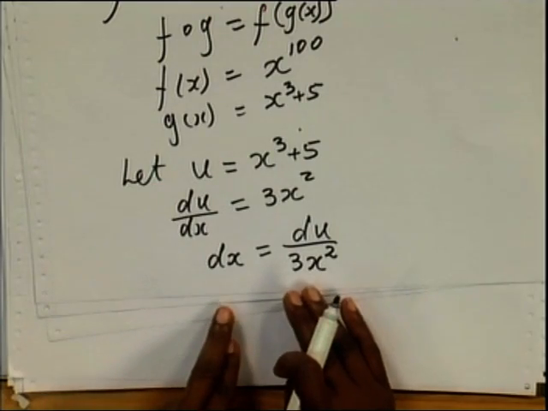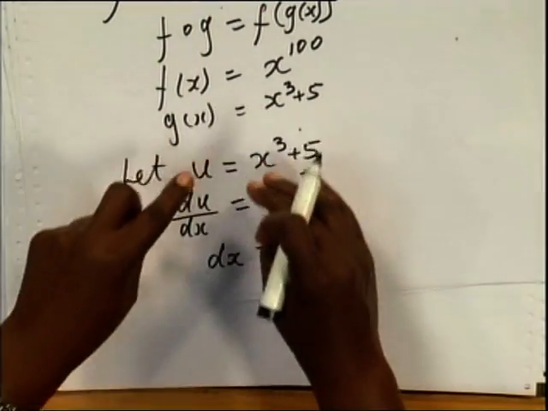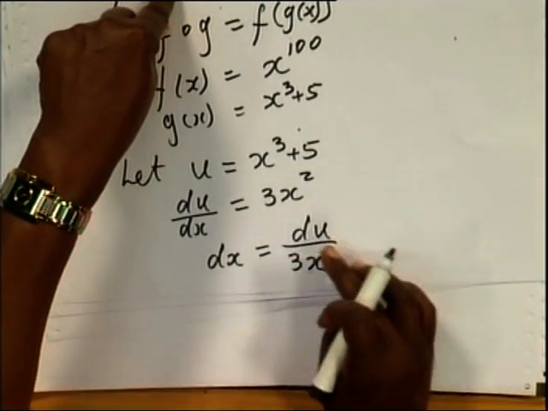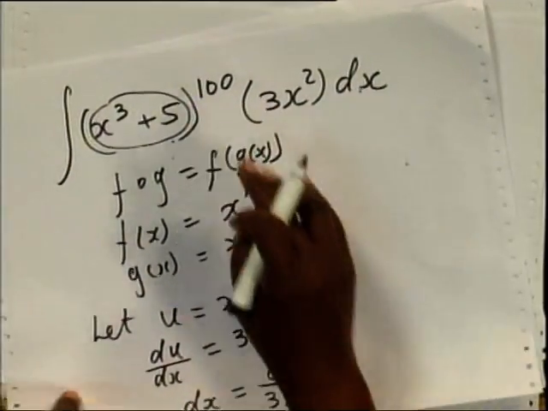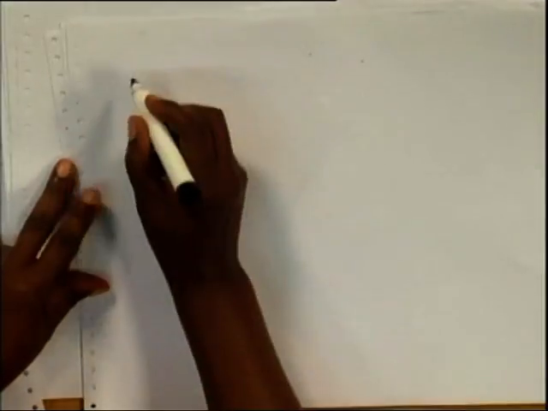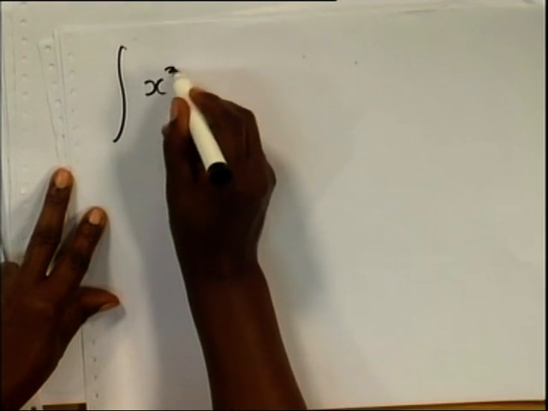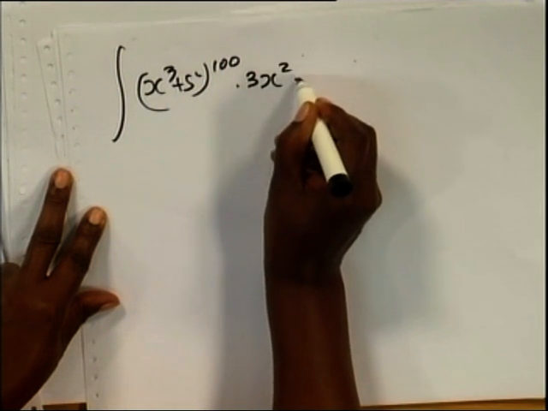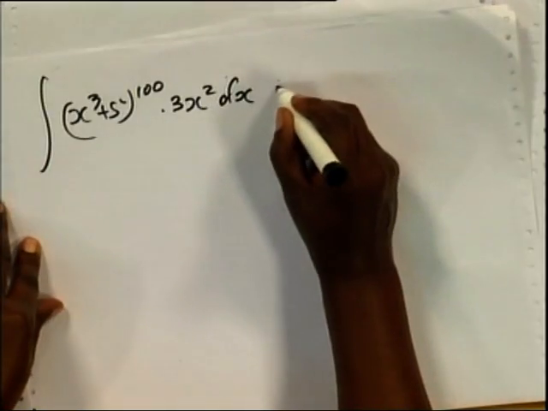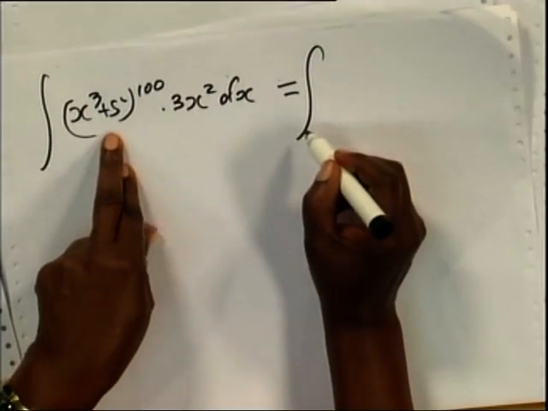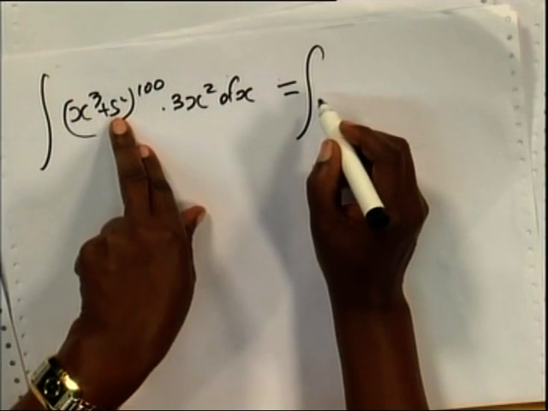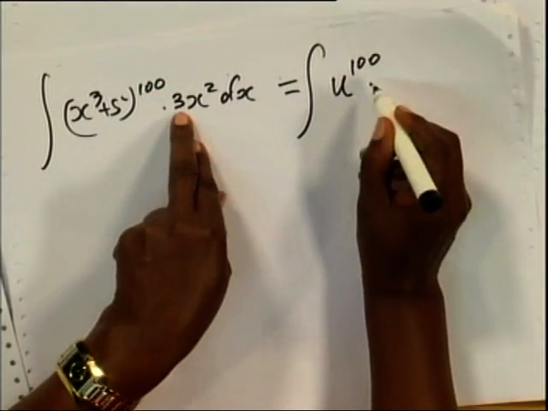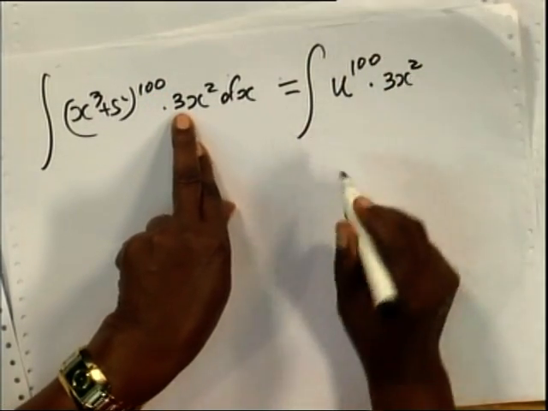I'm going now to substitute my new variable. Instead of x, I'm going to use u. Instead of dx, I'm going to use du. So I'm going back to my original expression here. My original expression was the integral of (x cubed plus 5) to the power 100 times 3x squared dx. I'm going to replace this with my u variable. I said u equal to x cubed plus 5, which is u here. And my u here is raised to the power 100. The 100 stays there. Times this variable, which stays there. There's nothing I can do.